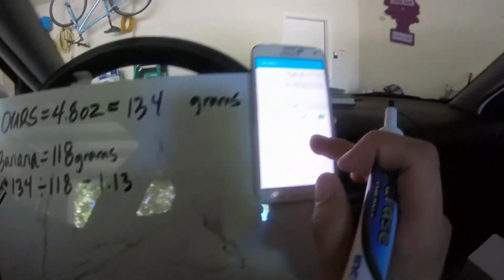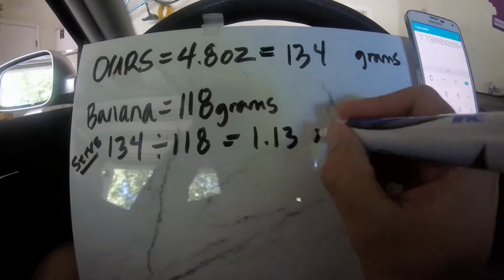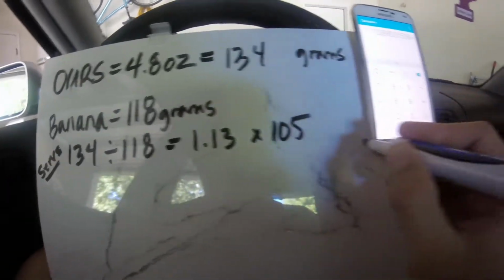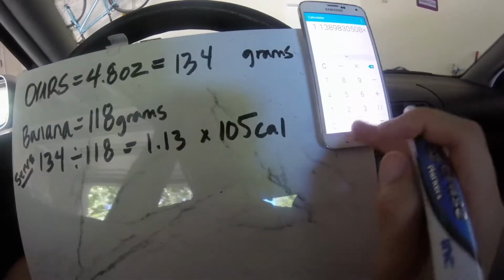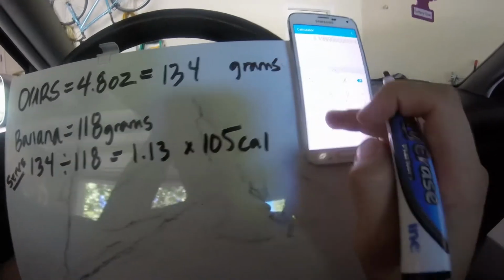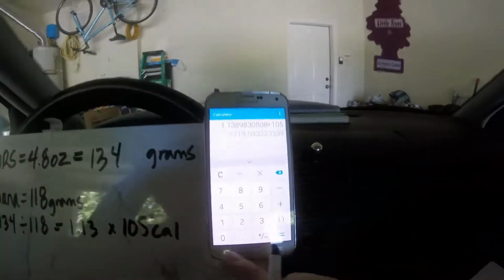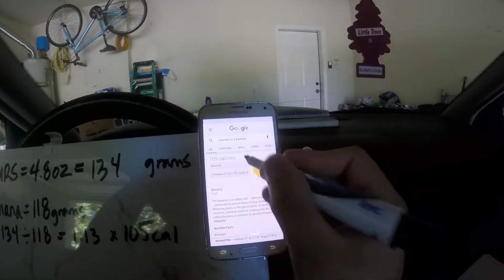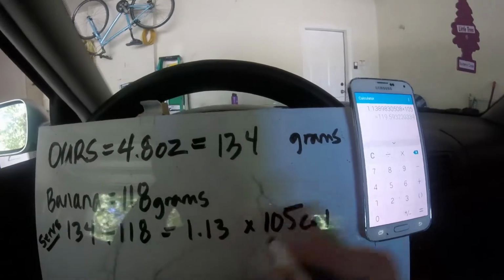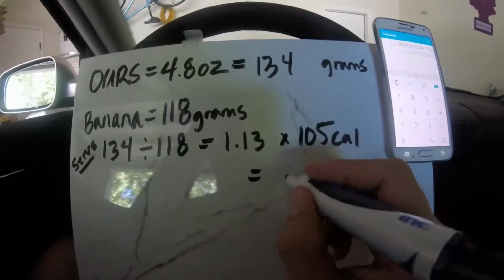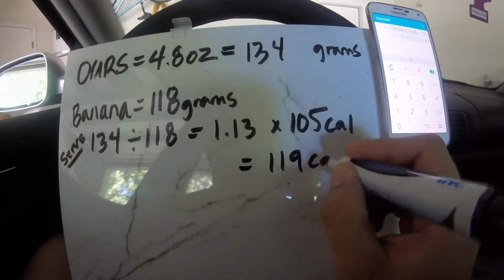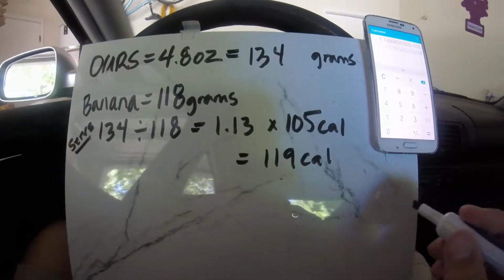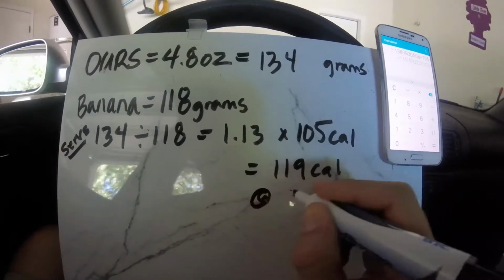So now what we can do with this number is figure out the calories of our serving by multiplying it by the value of calories of the serving Google provides us. So 105 times 1.13 equals 119 calories, about 119 calories. And that's at 1.13 servings.